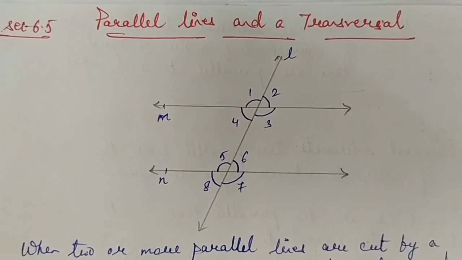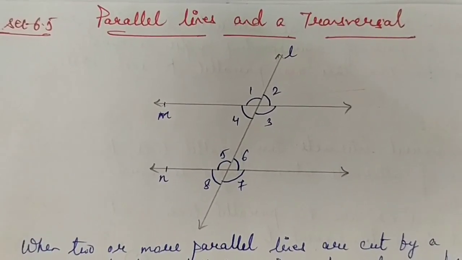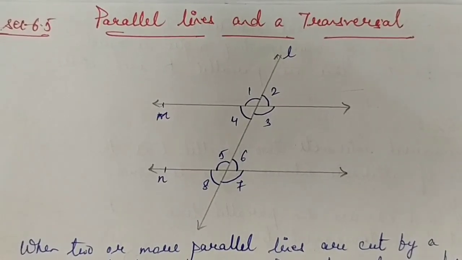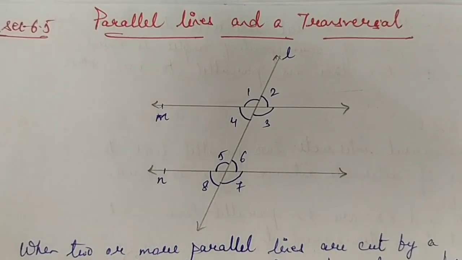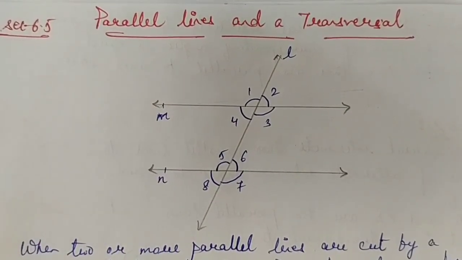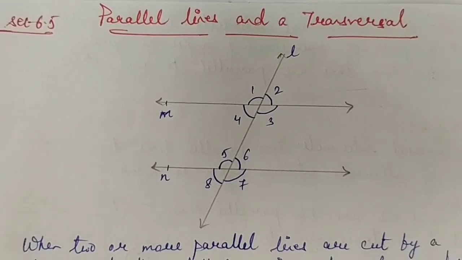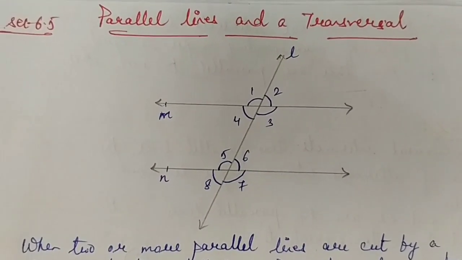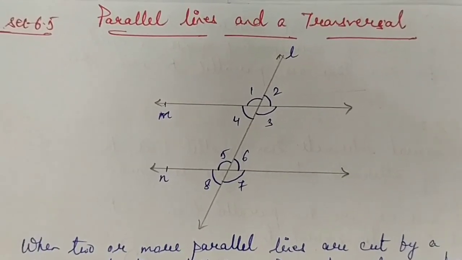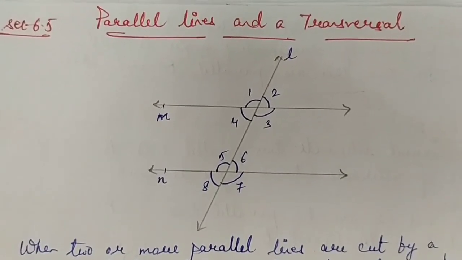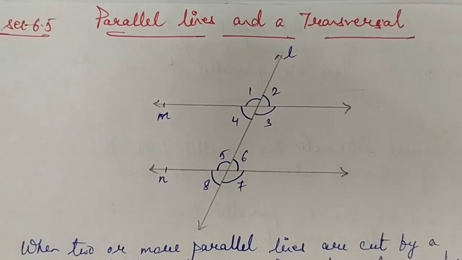Now in this video, we will discuss parallel lines and a transversal. When there are two or more parallel lines and a transversal falls on those parallel lines, different pairs of angles are formed, and we will learn the properties or characteristics of these angles. It means whether they are equal or supplementary, and what type of angles are formed. It is also a concept from the previous classes.